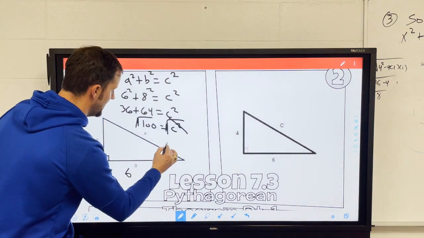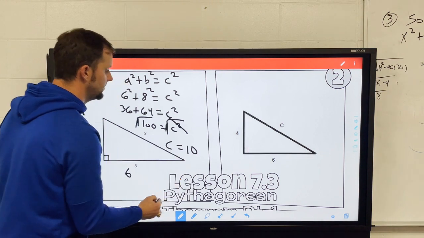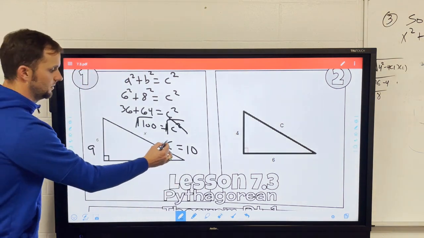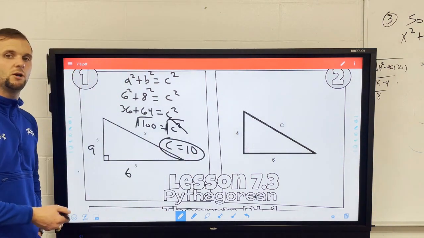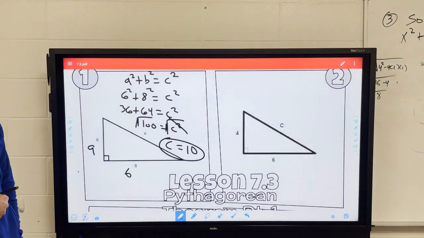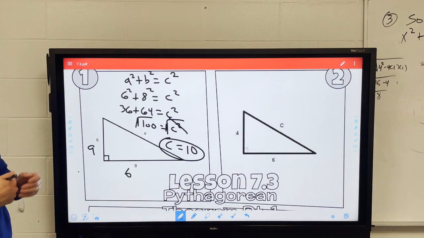So the value of x here, or the value of c, my hypotenuse, is going to be 10. So x is going to be 10. And if I needed to, I could plug it back into the formula to see if it works out. But this is the Pythagorean Theorem and how you find the missing side of your hypotenuse there. Okay? Let's jump over to example number 2.